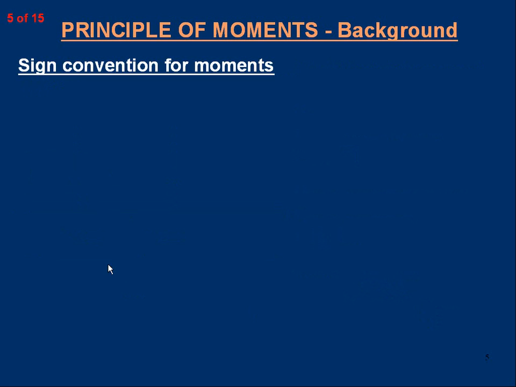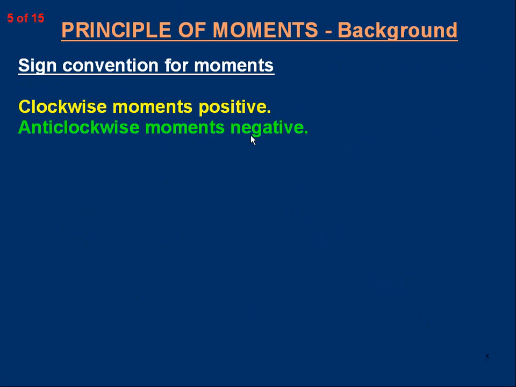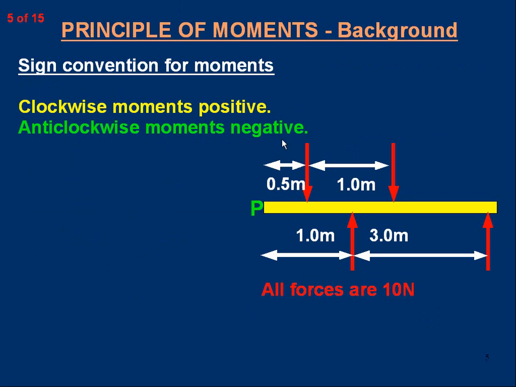Let's talk about sign conventions that we can use when talking about moments. We often use clockwise moments. We give them positive values, and anti-clockwise moments are given negative values. What does that mean? Well, let me show you the calculation we've just done. Hope you recognize that. It's just the problem we solved a moment ago. How would we do that using a sign convention for moments?